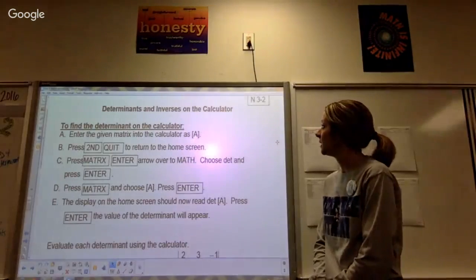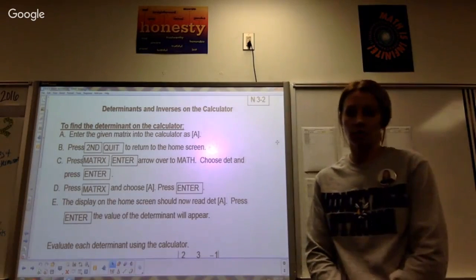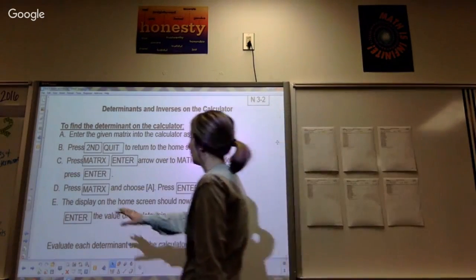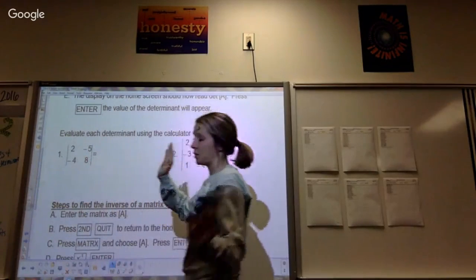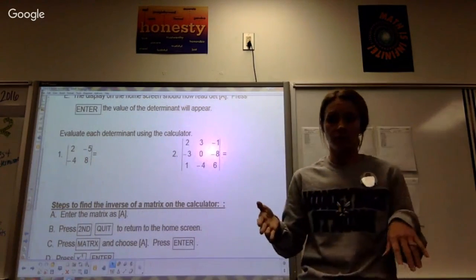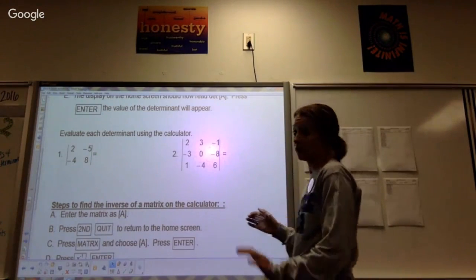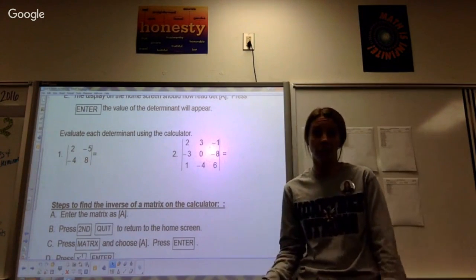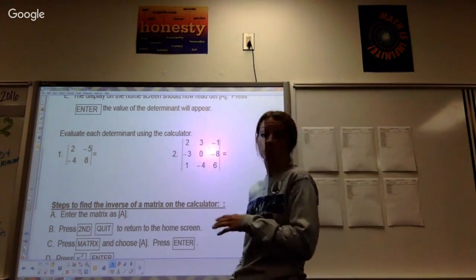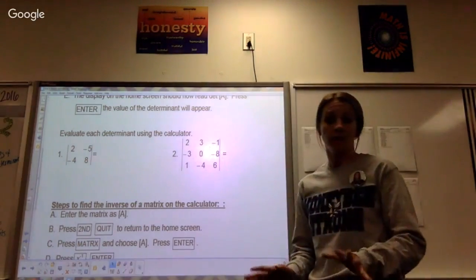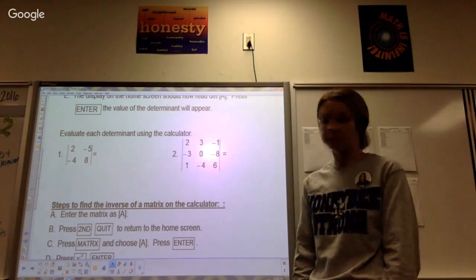Okay, today we're going to be finding the determinants and inverses of a matrix on the calculator. So if you look at this first example, notice that there's vertical bars around your matrix instead of the brackets. Anytime that it has vertical bars around a matrix, it's not absolute value, it's talking about determinants, okay? So make sure you remember that the vertical line symbol around your matrix is determinant. So we're going to find the determinant.